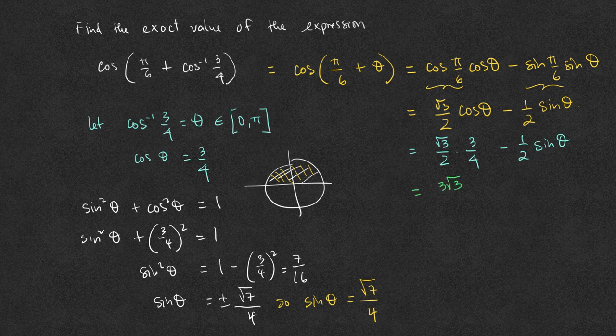3 times root 3 over 8 minus 1/2. Sine of theta is root 7 over 4. And so the answer is 3 root 3 minus root 7 over 8, because 8 is the common denominator.